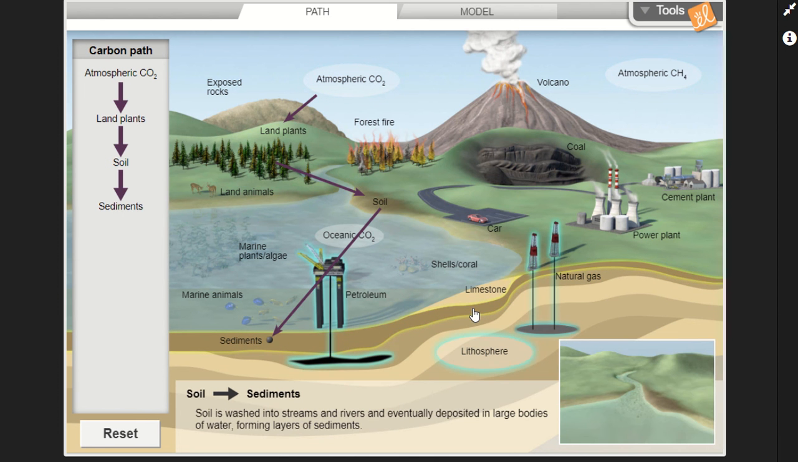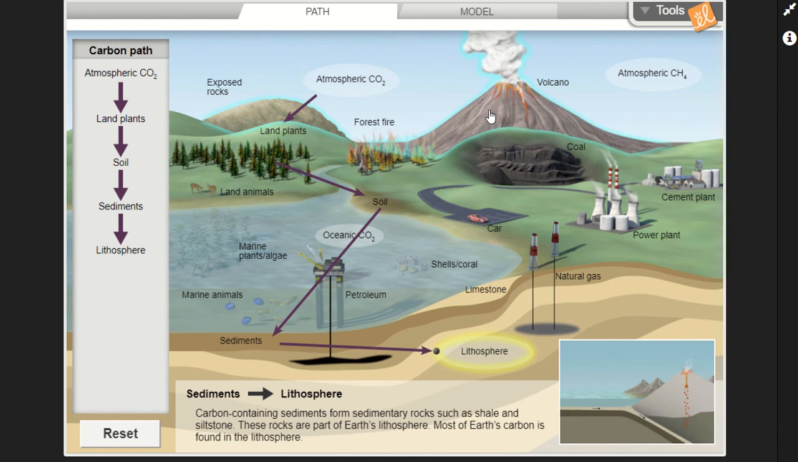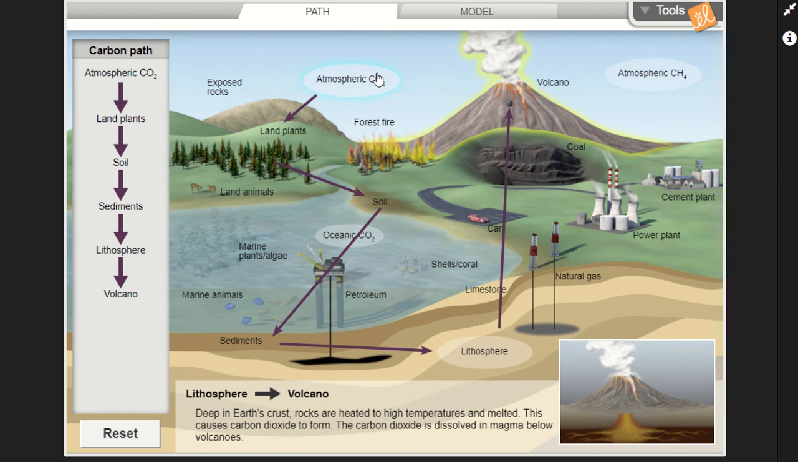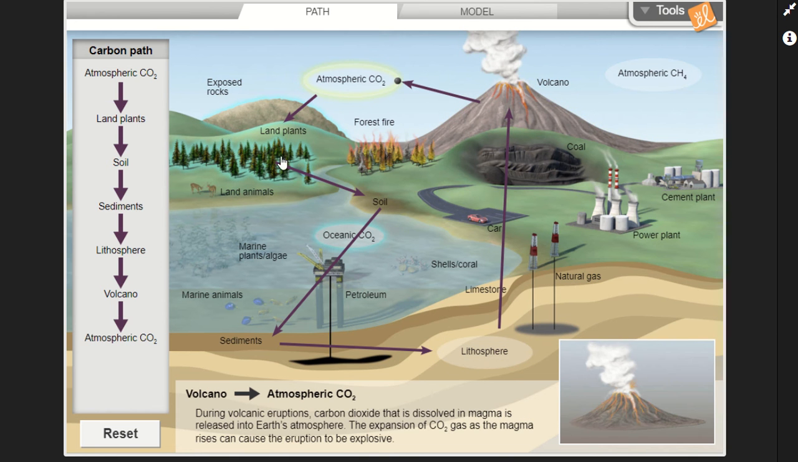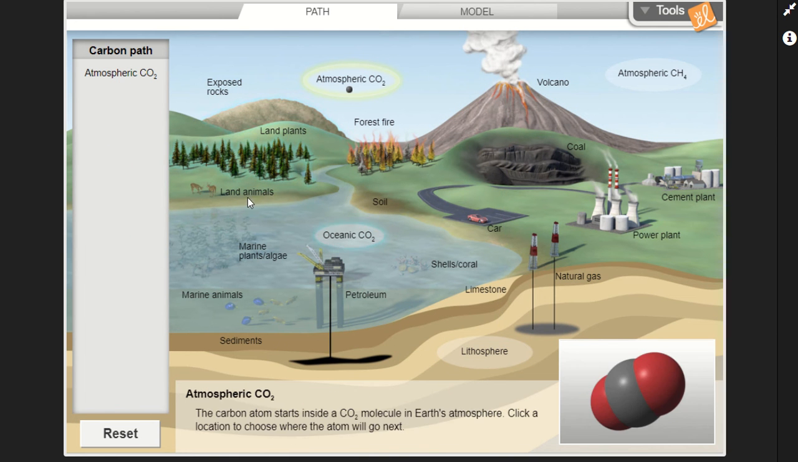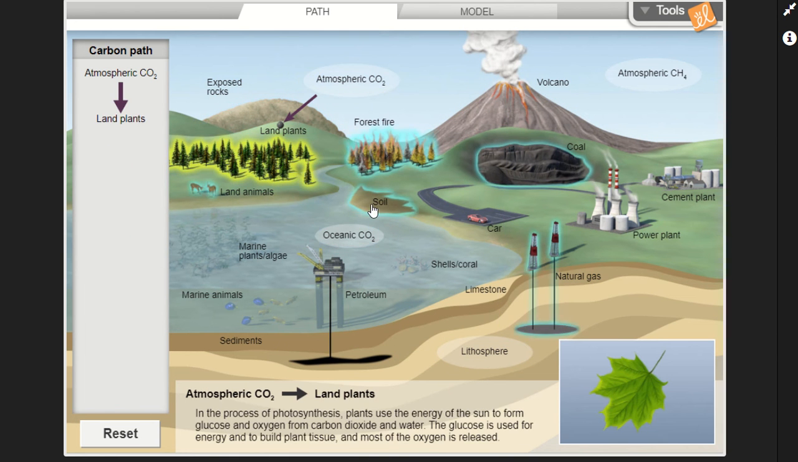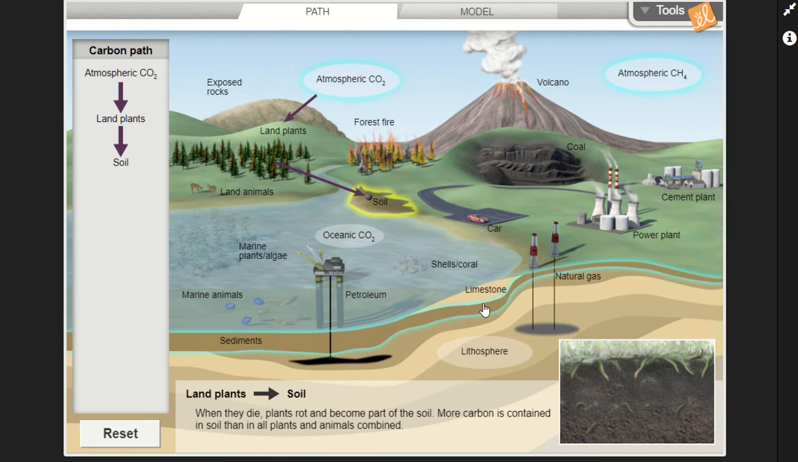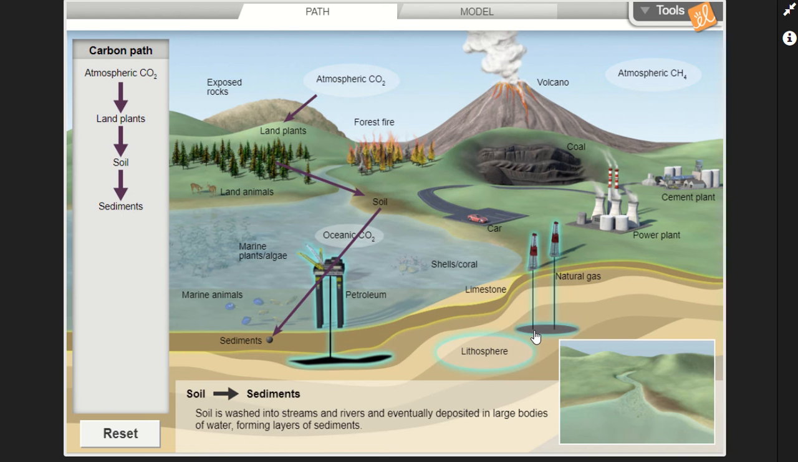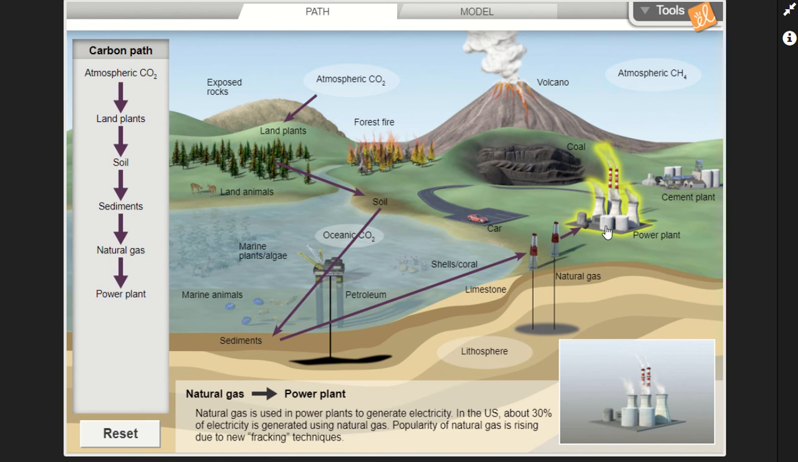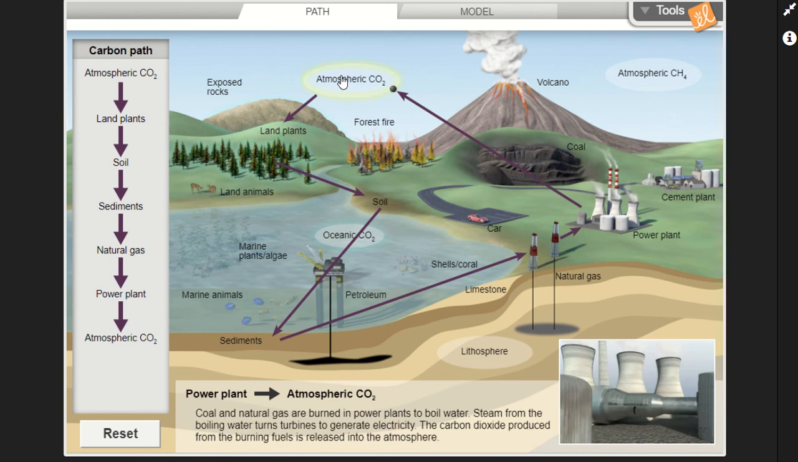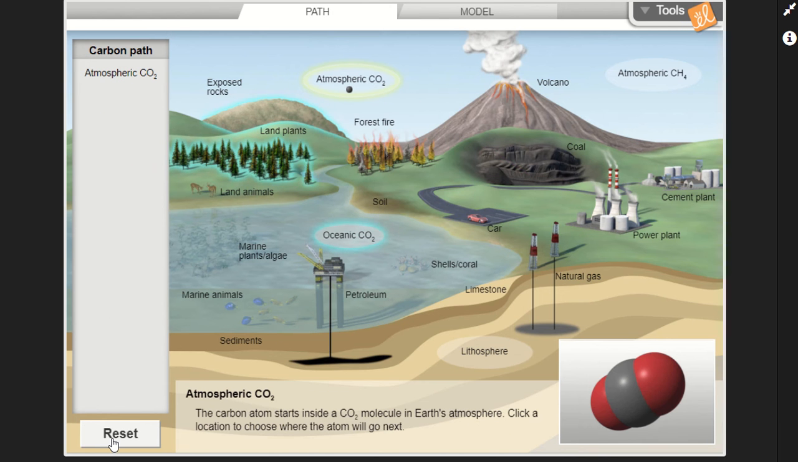So sediment. So you just find all the blue things, so you can go to lithosphere, and lithosphere takes you to the volcano, and the volcano back. Then you can do it that way, or you can do it this way. Soil, sediment, natural gases, power plant, and atmosphere. So there's several different ways that you can do that one as well.